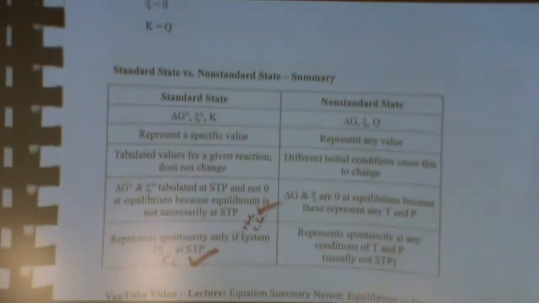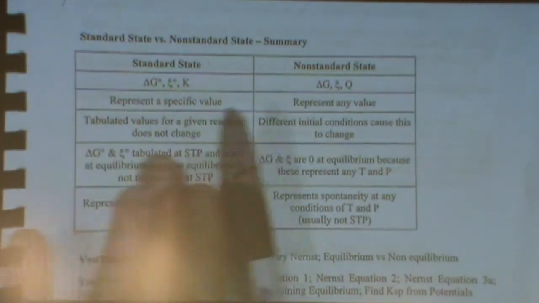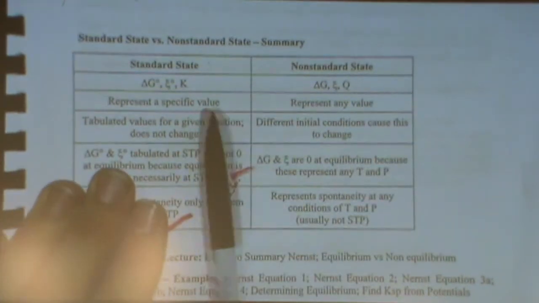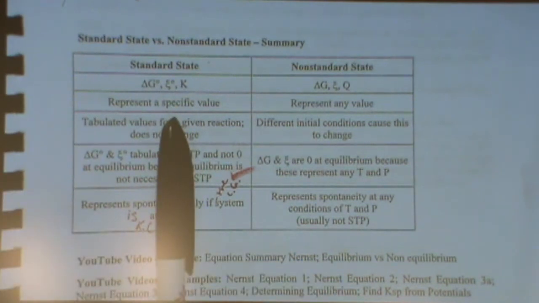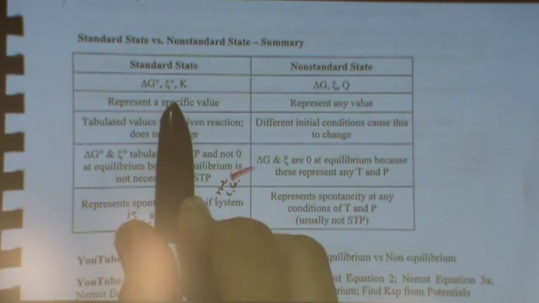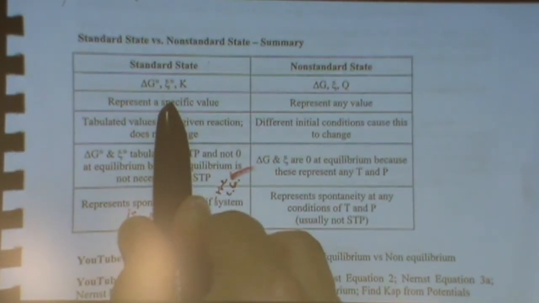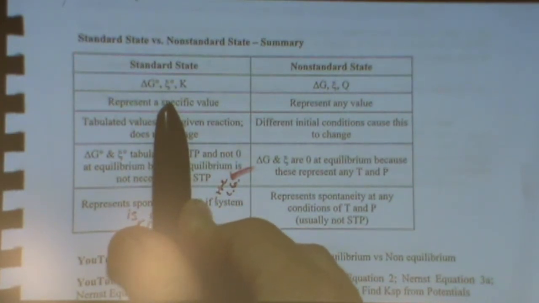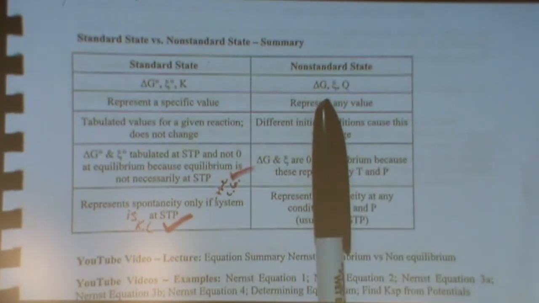So, if you approach a problem, or just conceptually, know the difference between standard and non-standard. Standard state, that's delta G standard, E standard, and K. Those are a particular value. Do they change as concentration changes? No, they don't. They are the same for a given reaction. Other things could change them, but not what we're dealing with, which is primarily concentrations. These, though, change. They can vary widely.